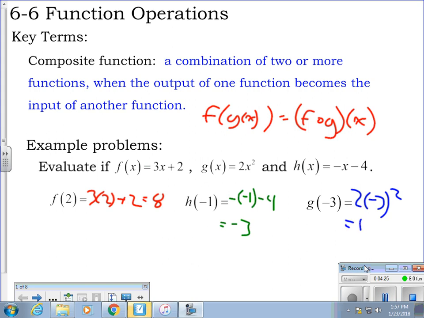Do not screw up your order of operations. I guarantee if I put that on the test, I will have a number of you tell me that that is 36. But it's not 36. It's 18. You take the number to the power first, then times 2. Not 2 times the number, then the power. Order of operations. Exponents first. Remember that.